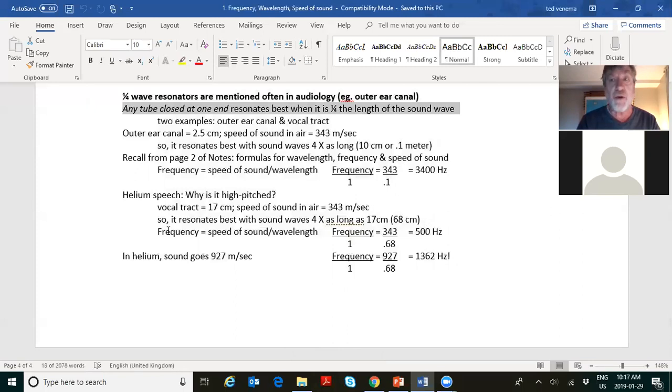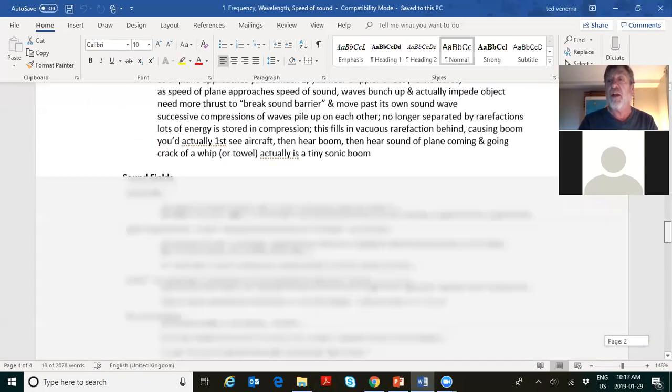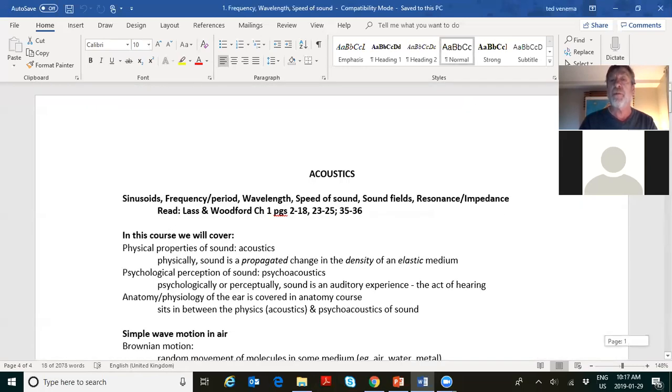Wavelength is speed of sound over frequency. Frequency is speed of sound over wavelength. Basically, this takes us all the way through the end of Unit 1. So let's look at this all the way from the top here.